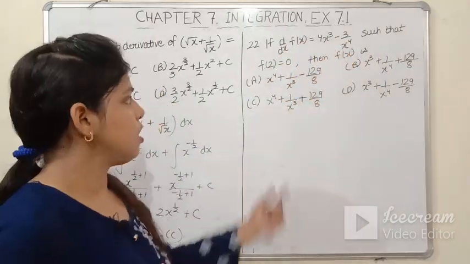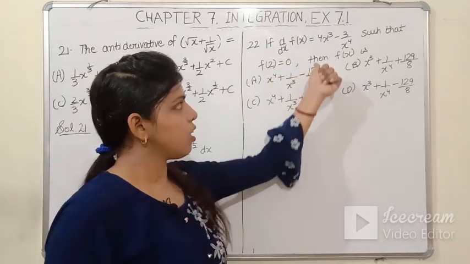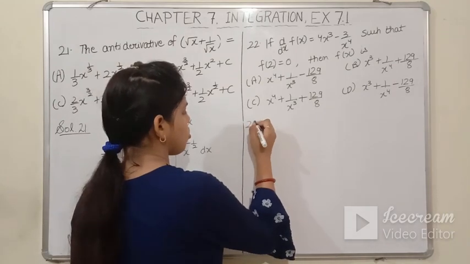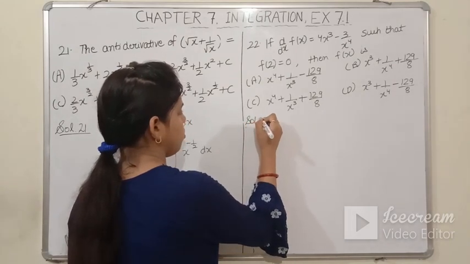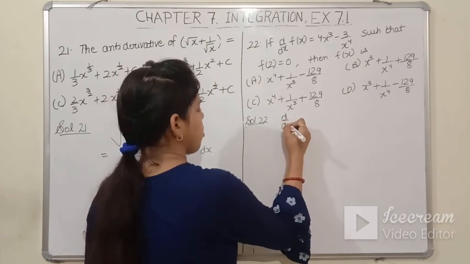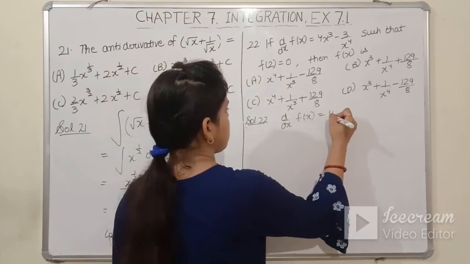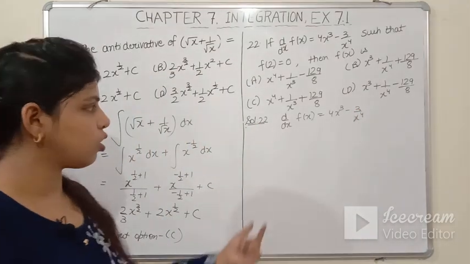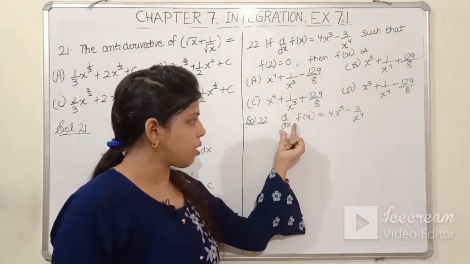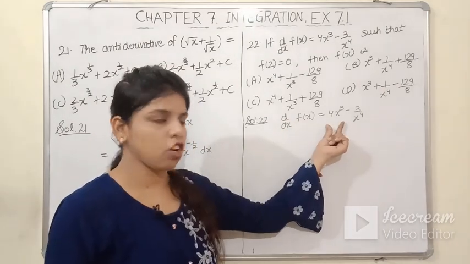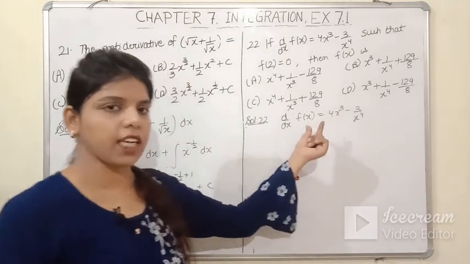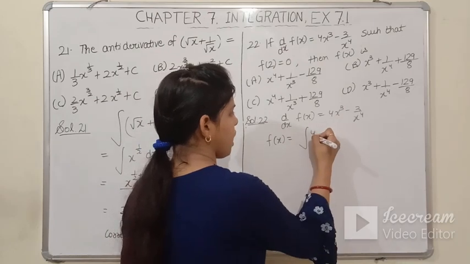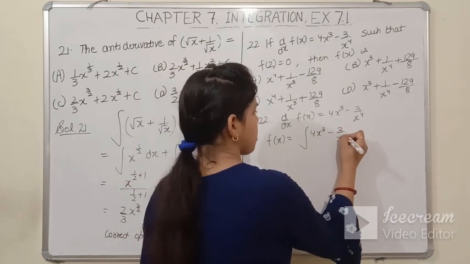We have to find out the value of fx in this case. So just see here how to solve solution number 22. This is d by dx of fx is equal to 4x cubed minus 3 upon x raised to power 4. Now what we have to do, we have to shift this differential operator into the integration operator by taking it to the right hand side. What we get, fx is equal to the integration of 4x cube minus 3 upon x raised to power 4 dx.